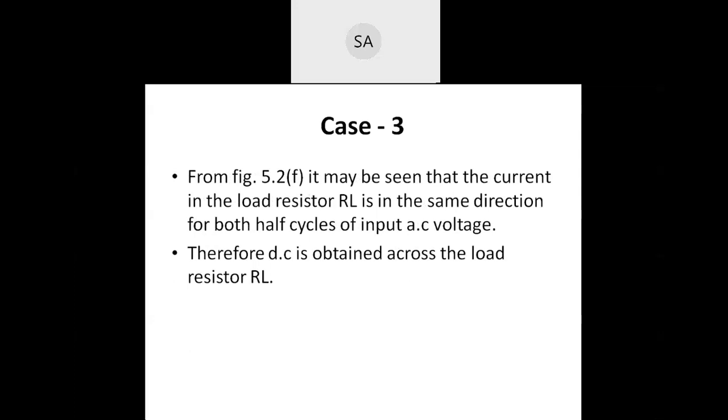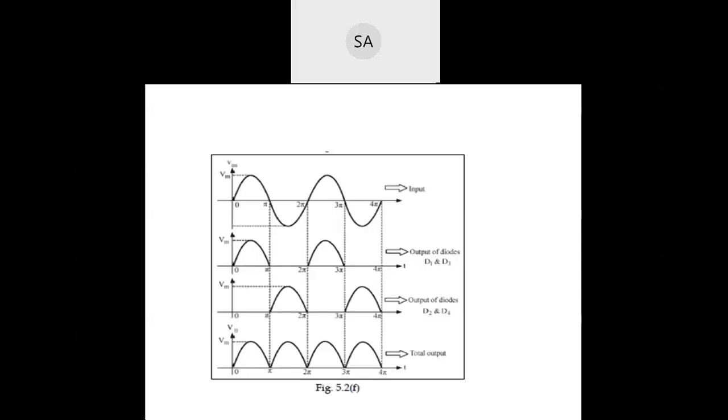So let us discuss case 3. During the positive half cycle we are getting the output due to D1 and D3, and during the negative half cycle we are getting the output due to D2 and D4. So from case 3, from figure 5.2f, this one is figure F, during the positive half cycle.